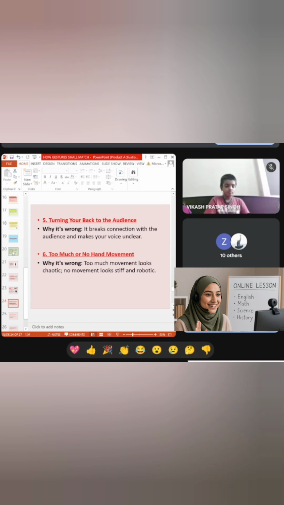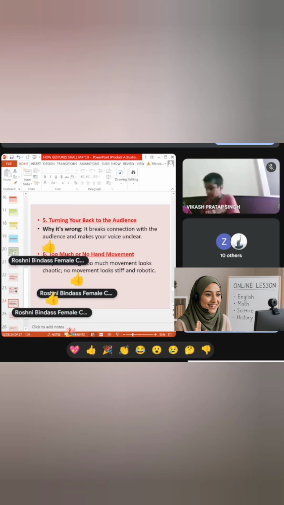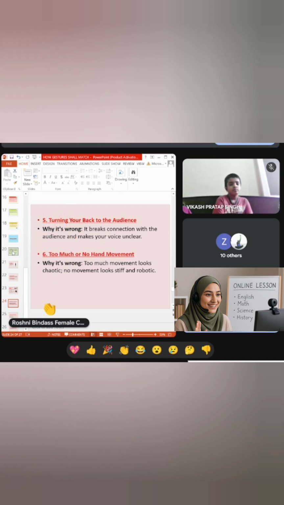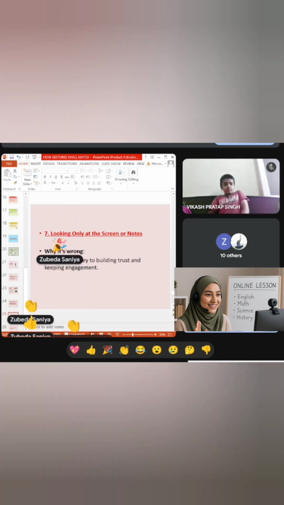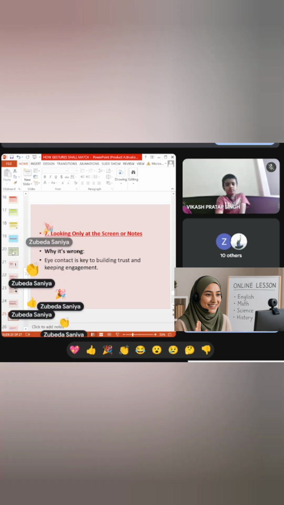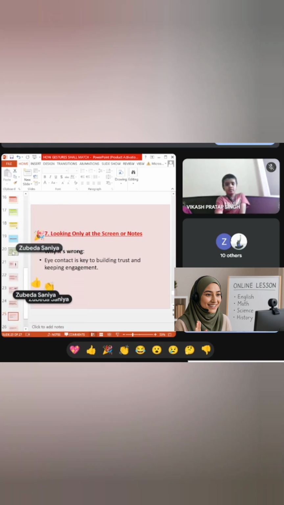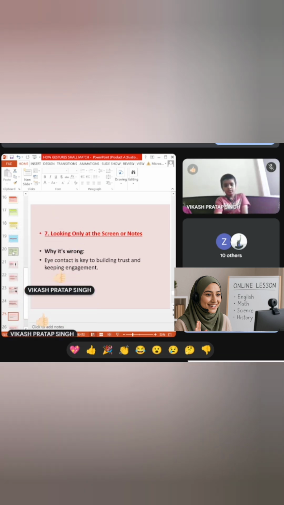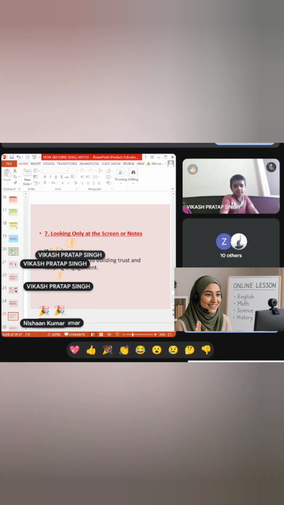Too much or no hand movements. Too many hand movements, again, are going to distract you. Distracting. And no hand movements at all means the presentation will become robotic. So that should be avoided. Overuse of hand gestures should also be avoided. Looking only at the screen or the notes. Now looking only at the screen and the notes and not looking at the kids is again wrong. Your eyes should not only be on the screen, but at the same time you should engage with the audience. You should maintain that eye connection.